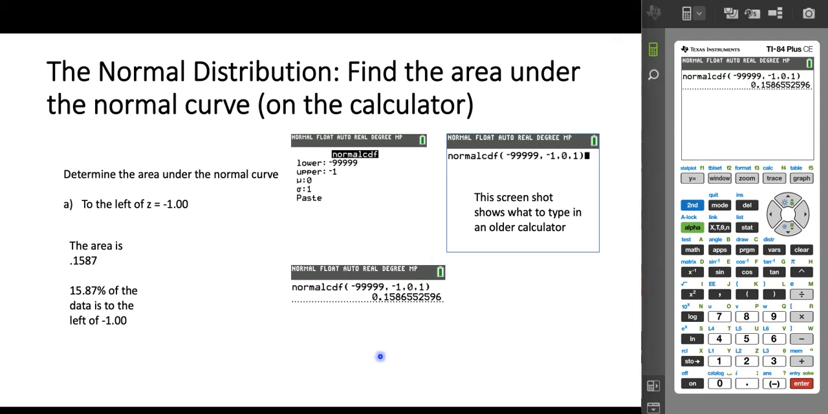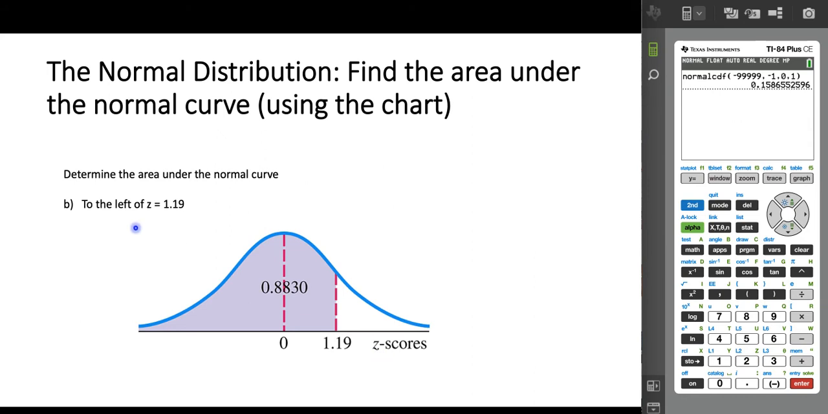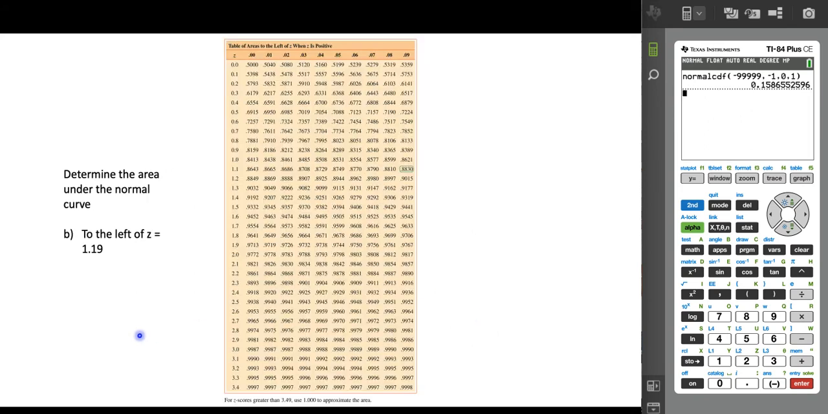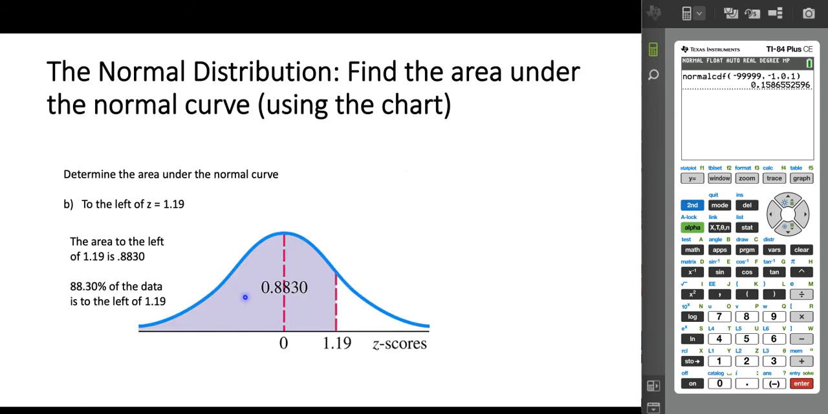Okay, let's go through another example. So the second one, we were asked to find the area to the left of 1.19. If we're doing it using the chart, we have to go to 1.19 in the chart. So the first two digits are 1.1. So I'm going to go to the row that starts with 1.1. And then it's 1.19. So I'm going to go all the way over to here. It's circled in green. It's 0.8830. So the area to the left of 1.19 is 0.8830.